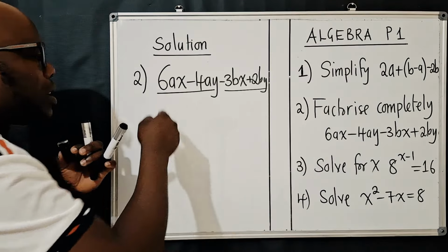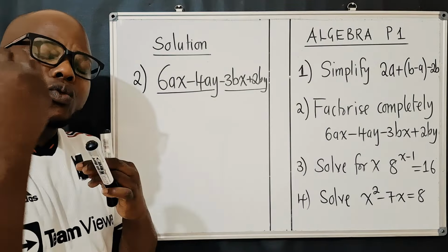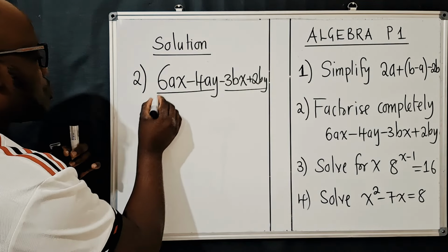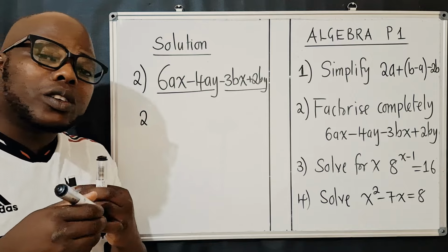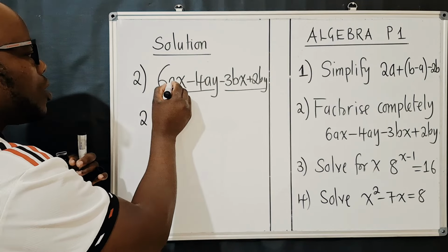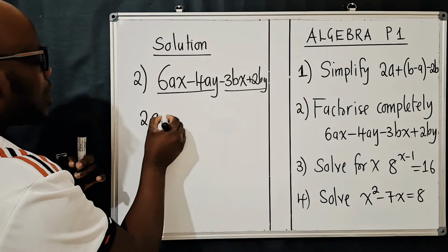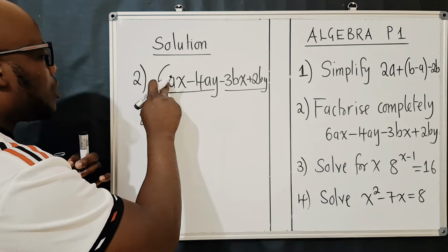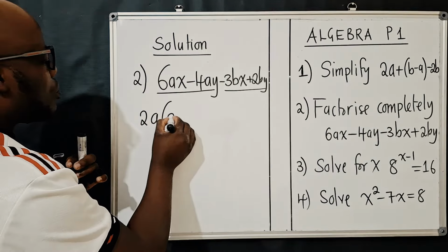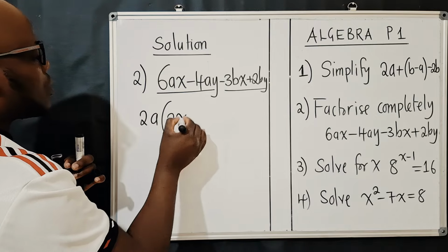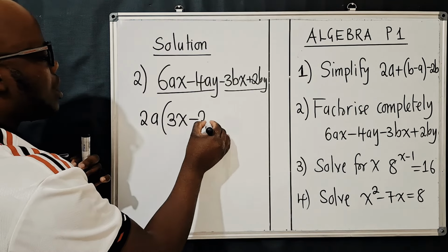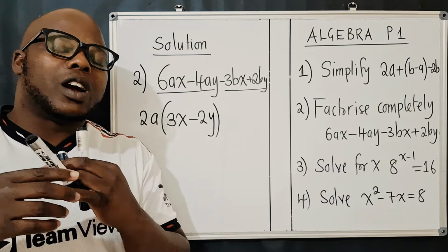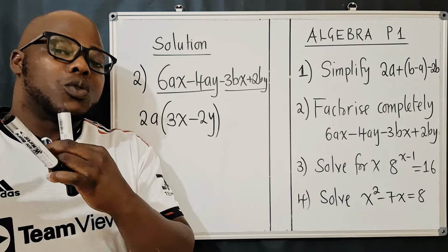And for the numbers, there is a number that can go into 6 and negative 4. So we're going to write a 2 because 2 is able to go into 6 and into negative 4. For the letters, it's a. And then you say open bracket. 2a into 6ax, this will simply be equal to 3x. Here it will be negative 2y. So we're done with the first set of 2 terms.